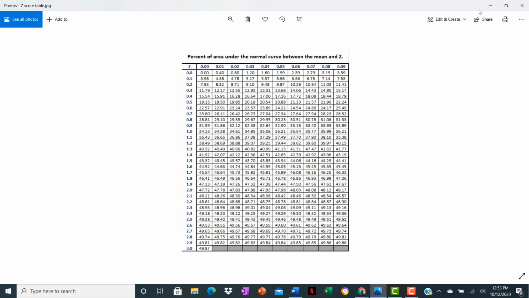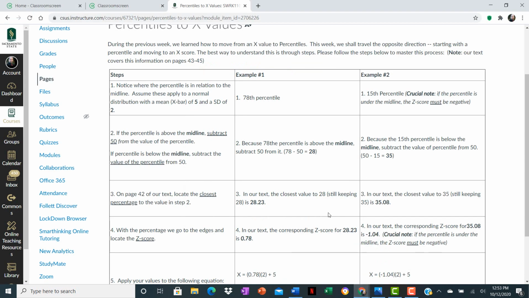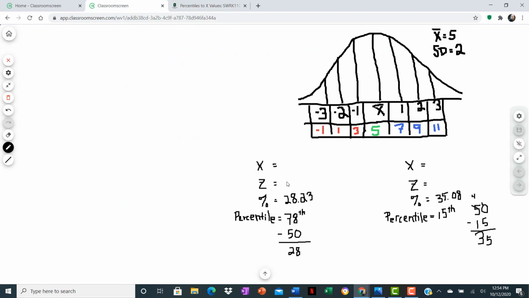Very nice. So then we're going to come back here, to where we were before. And we're going to see that in our text, the corresponding z-score for 28.23 is 0.78. So very good. We go back here, and since we know it's on the right-hand side because 78th percentile is over here, remember we read from left to right percentiles. We're going to go ahead and put 0.78.